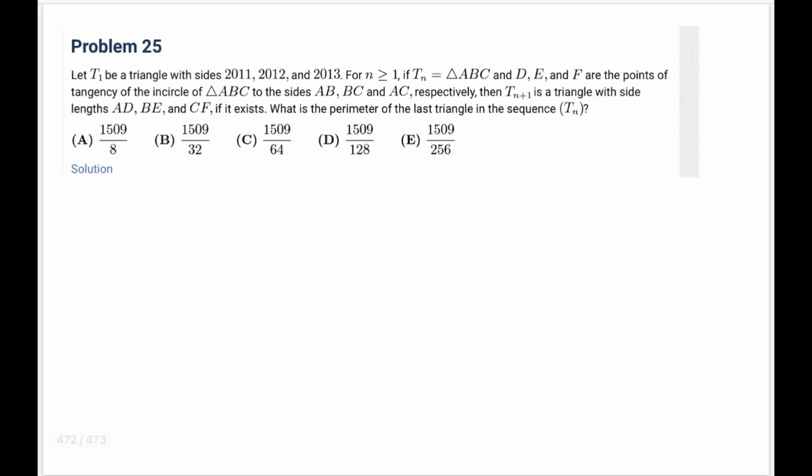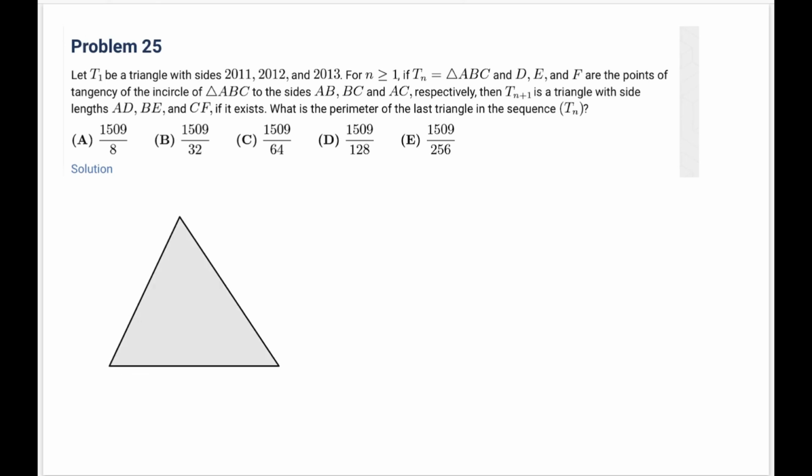Last problem, problem number 25. Let T1 be a triangle with sides 2011, 2012, and 2013. For n greater than or equal to 1, if Tn is triangle ABC and D, E, F are the points of tangency of the incircle of ABC to the sides AB, BC, and AC respectively, then Tn+1 is a triangle with side lengths AD, BE, and CF, if it exists. What is the perimeter of the last triangle in the sequence Tn?